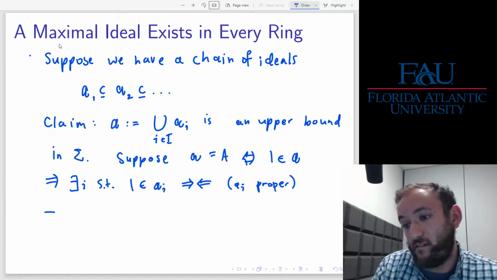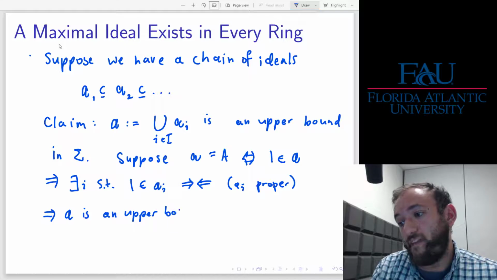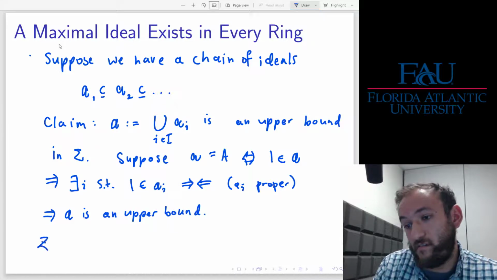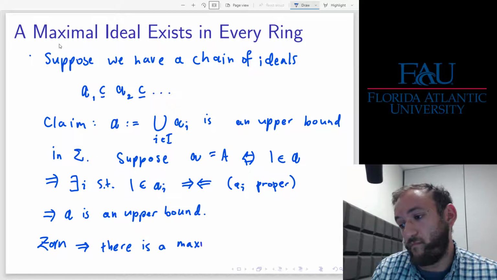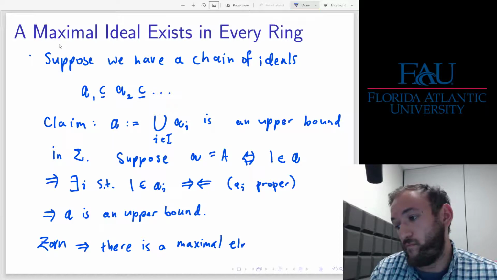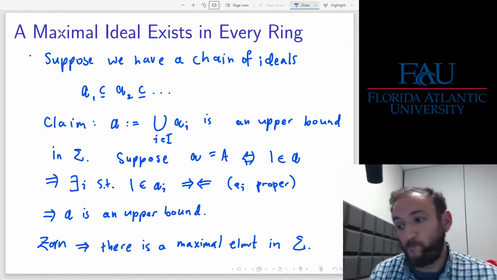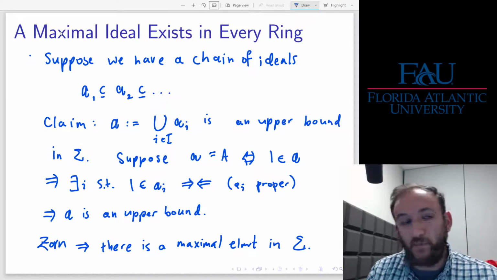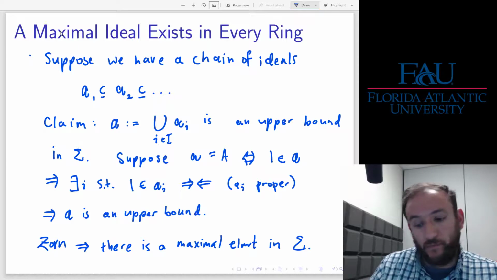So that means that A is an upper bound in sigma. And then Zorn's lemma implies that there's a maximal element of sigma. Okay, so that's how we get our maximal ideal. And there are lots of rings where it's much easier than this to prove that there's a maximal ideal, but this is the greatest generality we could do.